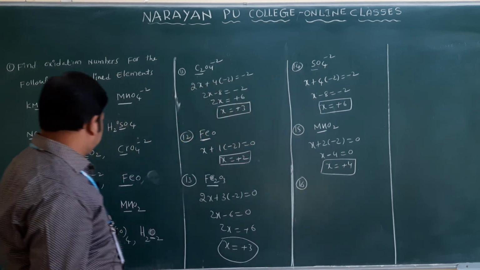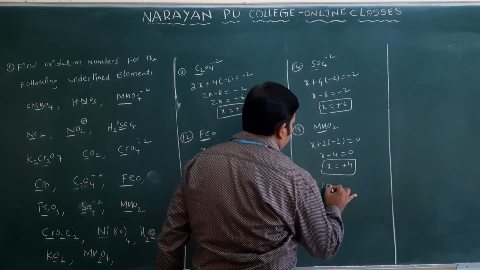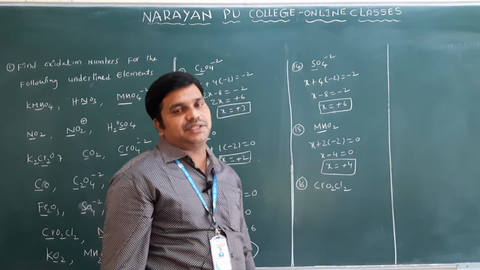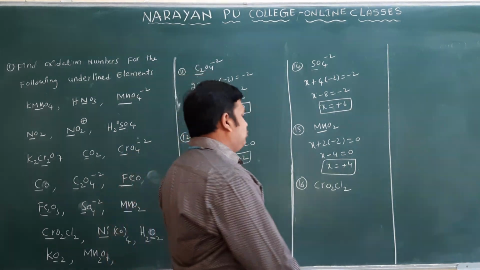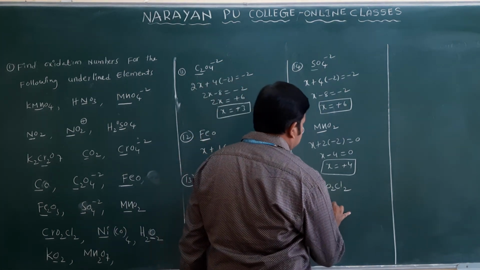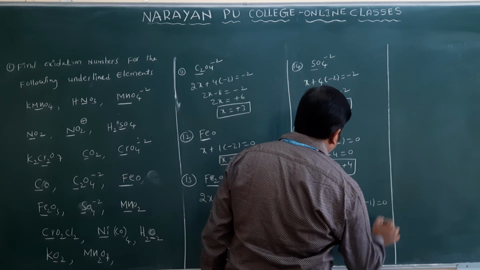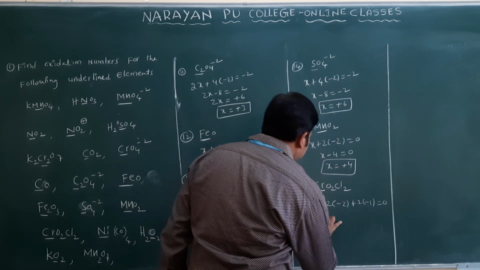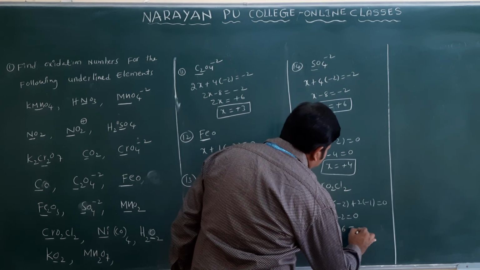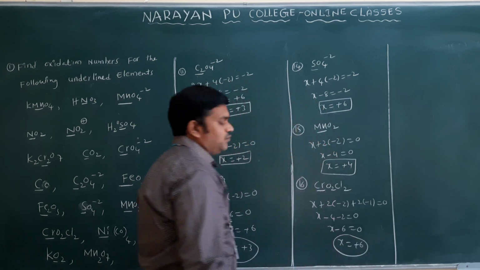Next we have another example, CrO2Cl2. This we are calling chromyl chloride. You will find out the chromium oxidation number. So this is x plus 2 into minus 2 plus 2 into minus 1 is equal to 0. This is x minus 4 minus 2 is equal to 0. x minus 6 equal to 0. x equals how much did you get? Plus 6 only, for chromium.